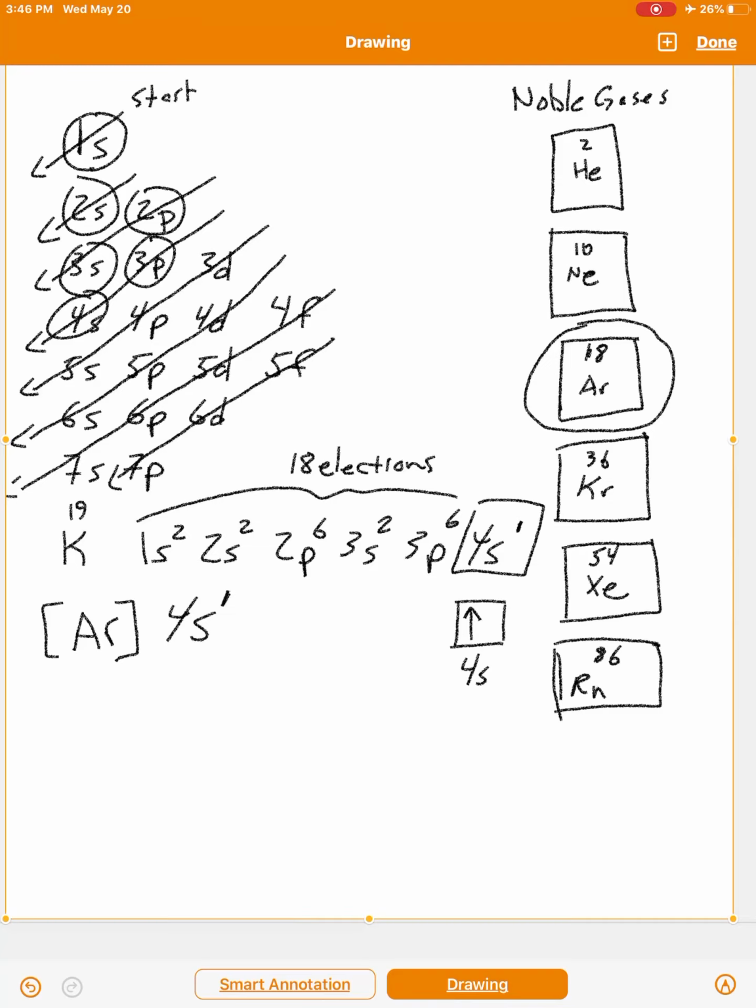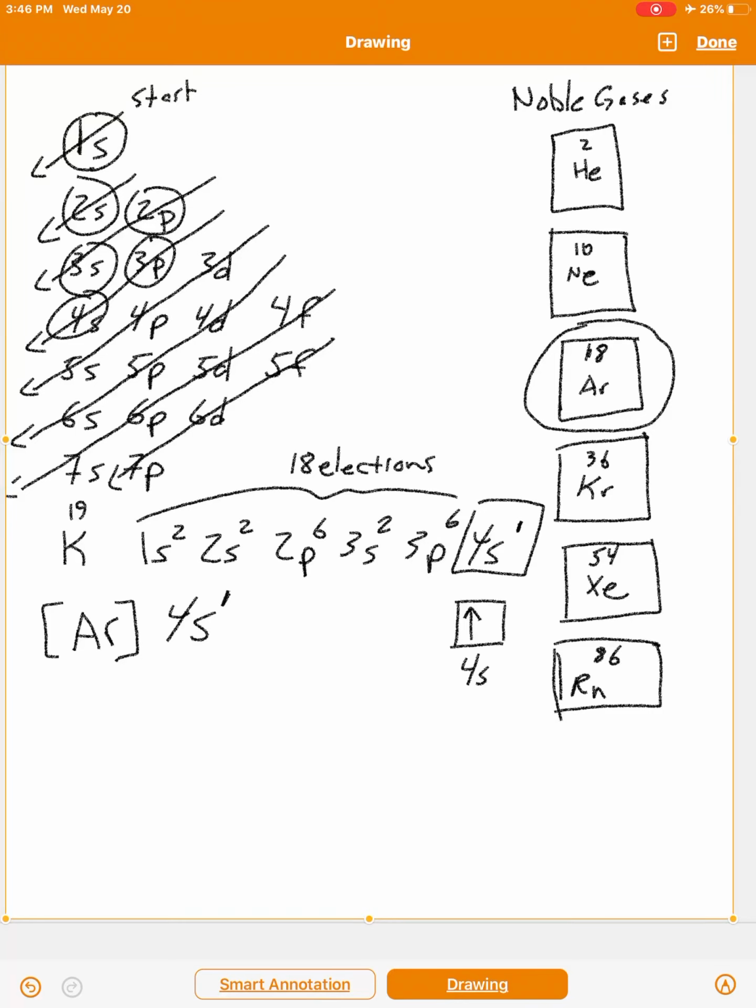Now look how short that notation is. Look how compact it is, right? There's very little space taken up by that. So it's 18, which is argon. So what we're going to claim is that the electron configuration of potassium is the same as an argon atom. It has the same arrangement of electrons, except it has one extra electron, which is in a 4s orbital.